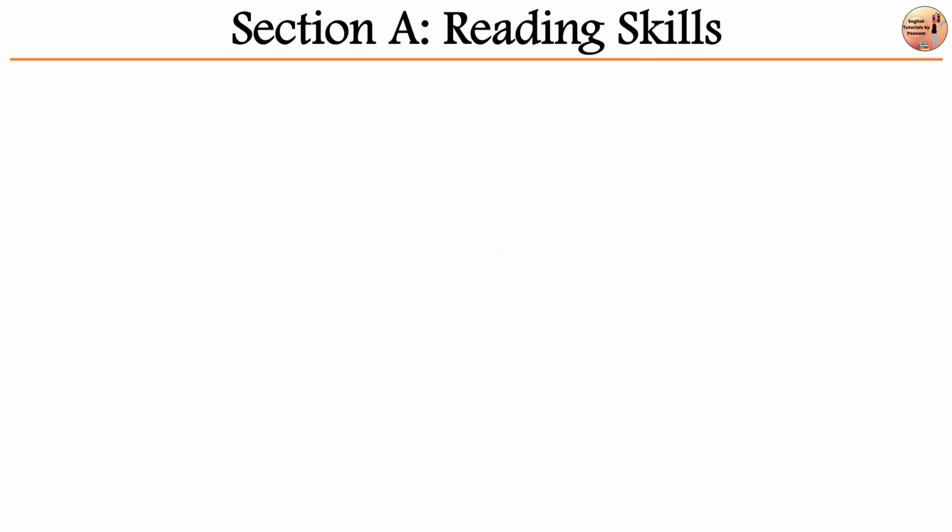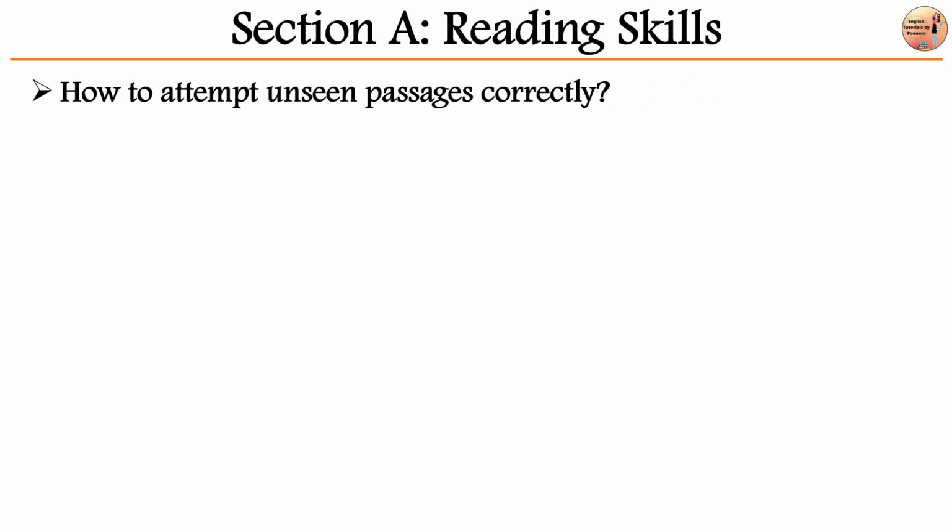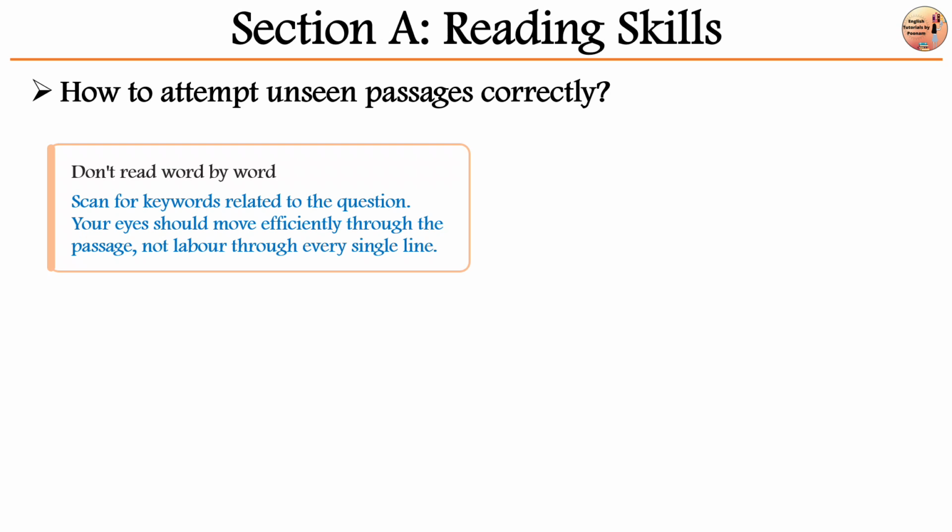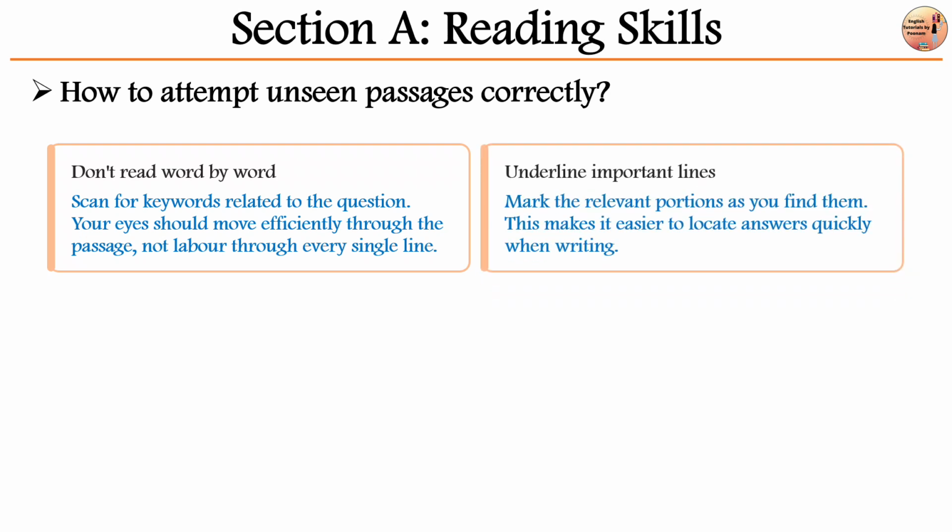Now let's take section A, reading skills. How to attempt unseen passage correctly. Use the skimming and scanning technique. First, quickly look at the type and style of questions asked for 2 minutes and then read the passage. Scan for keywords related to the question. Your eyes should move efficiently through the passage, not labor through every single line. Underline important lines. Mark the relevant portions as you find them. This makes it easier to locate answers quickly when writing.